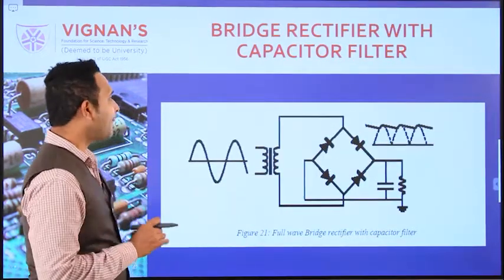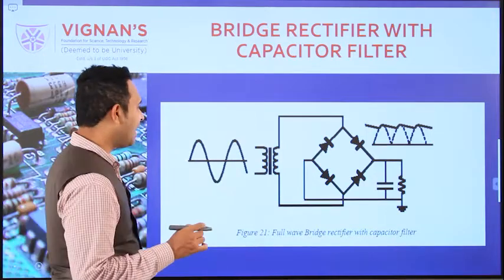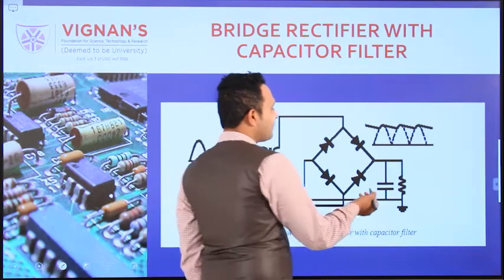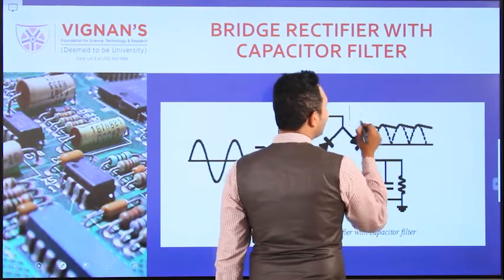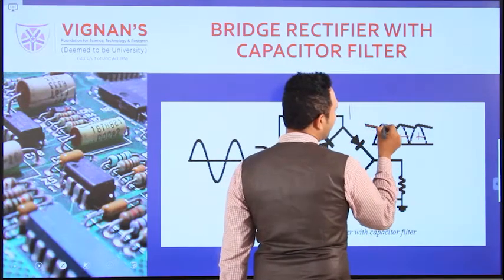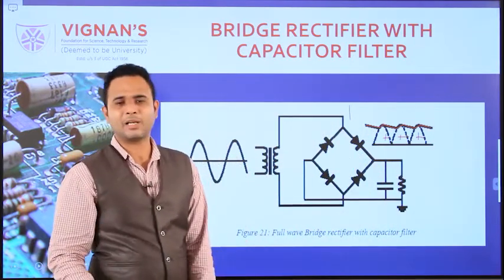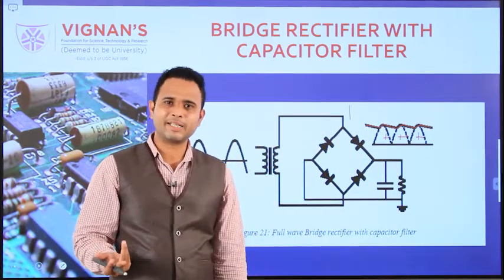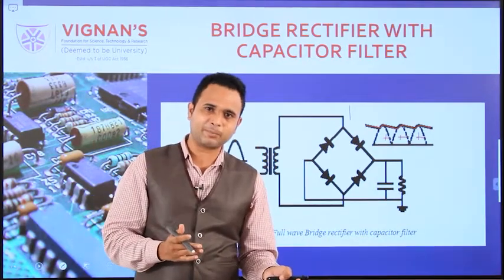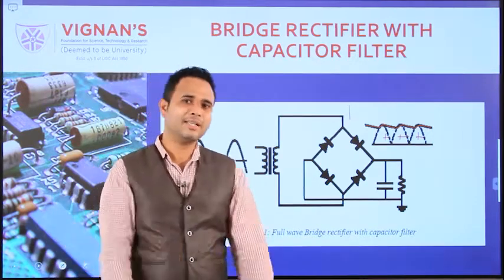Coming to the bridge rectifier. The bridge rectifier also has the same operation. Why am I saying the bridge rectifier has the same operation? Because for the bridge rectifier output we also get only positive peaks. So here also the capacitor continuously charges and discharges. So for the full wave rectifier with shunt capacitor and the bridge rectifier with shunt capacitor, the working is similar.